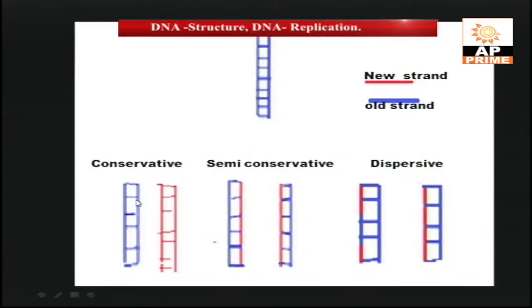If replication is conservative, one daughter molecule will have 2 whole parental strands and the second daughter molecule will have 2 newly synthesized strands. If replication is semi-conservative, each daughter molecule will have 1 parental strand, that means 1 whole strand, and 1 newly synthesized strand. If replication is dispersive, each daughter molecule will have combinations of parental strands and newly synthesized strands. But DNA replication is semi-conservative.